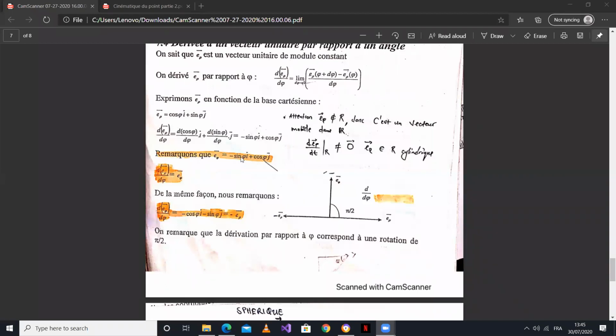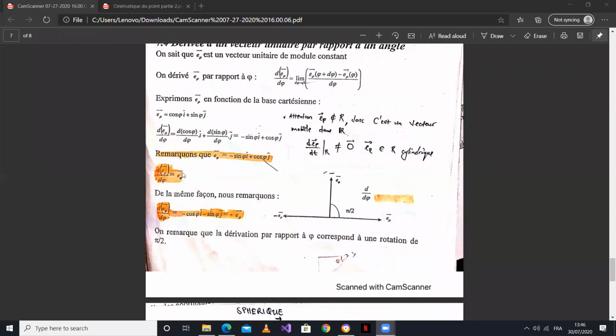In the same manner, when we try to derive e_phi, which is equal to minus sin phi e_x plus cos phi e_y, I derive sin phi, which gives me cos phi, so I'll have minus cos phi. When I derive cos phi, it's going to give me minus sin phi. So my final expression is going to be minus cos phi e_x minus sin phi e_y. And you'll notice that this is just equal to minus e_rho, because e_rho is equal to cos phi e_x plus sin phi e_y, and if I multiply this by minus, it's going to be minus cos phi e_x minus sin phi e_y, which is this one here. So the derivative of e_phi is equal to minus e_rho.